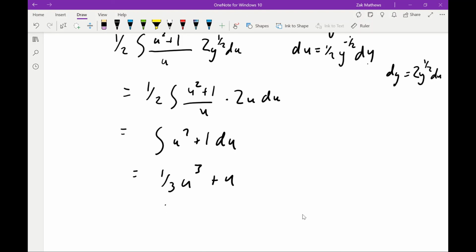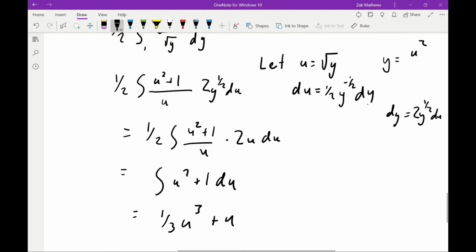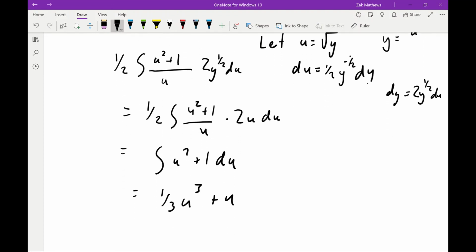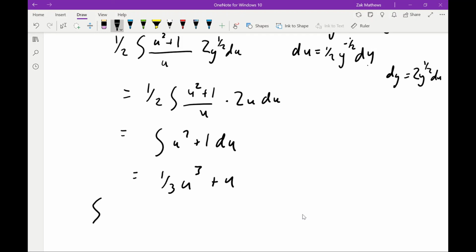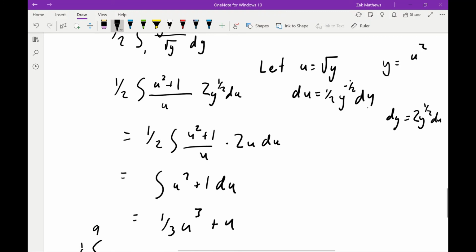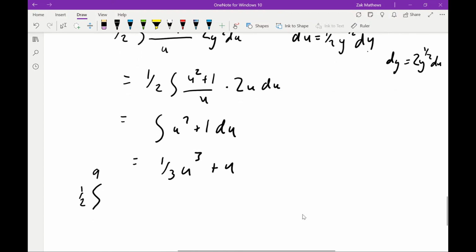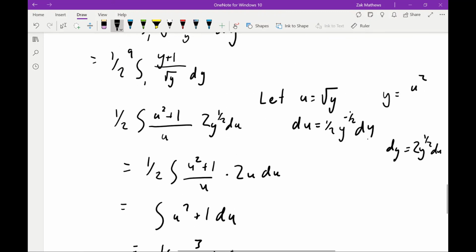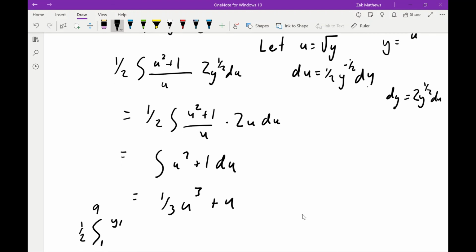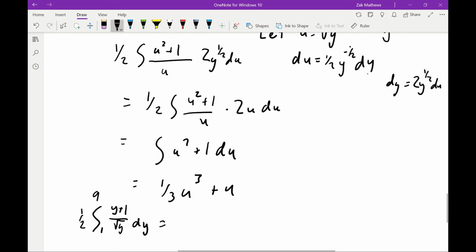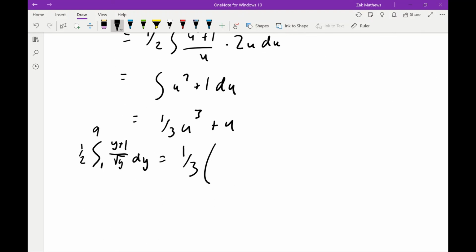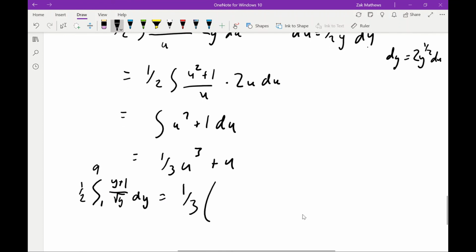So now we can go back and calculate the definite integral of this thing. We're thinking about the original integral from 1 to 9 of y plus 1 over the square root of y dy. That must be equal to 1/3, and since u was the square root of y, square root of y cubed plus square root of y. We're going to evaluate that between 1 and 9.